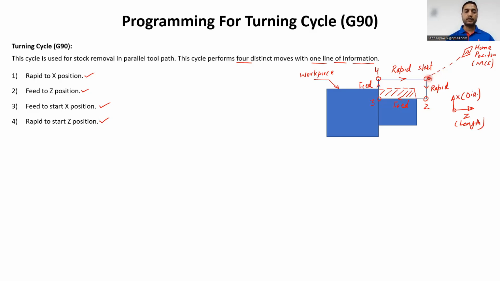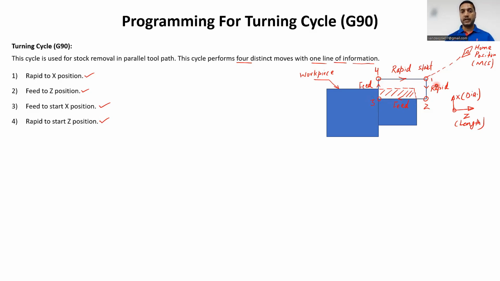Now one question may arise: what is the difference between using G01 code and G90 code, because with both codes we are removing the material from the workpiece. With G01, that is by using linear interpolation code, we have to write all these lines of information in our program. So our program will consist of 4 lines when we are moving from point 1 to 2, 2 to 3, 3 to 4, and 4 to 1. We have to separately write all these lines in our program.